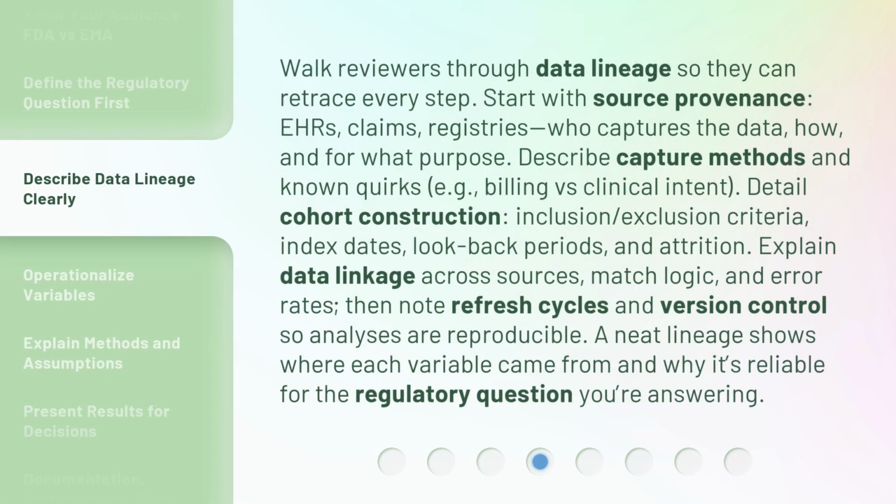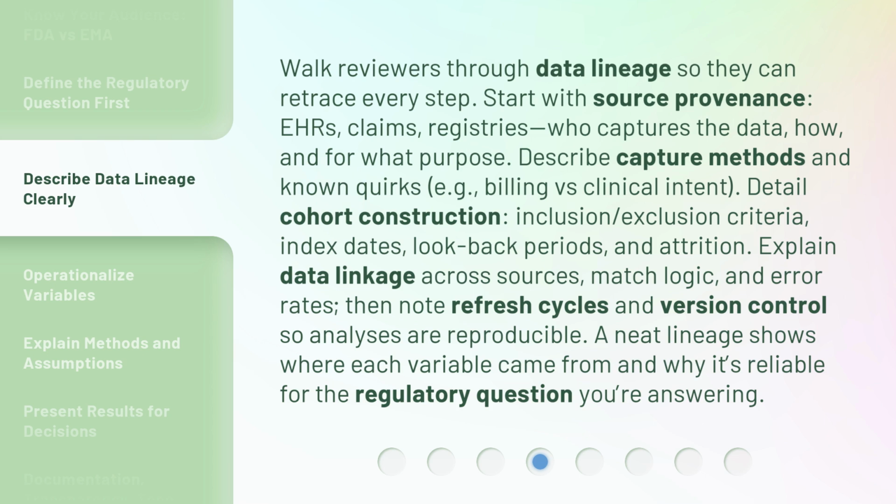Walk reviewers through data lineage so they can retrace every step. Start with source provenance: EHRs, claims, registries. Who captures the data? How? And for what purpose? Describe capture methods and known quirks, e.g., billing versus clinical intent.